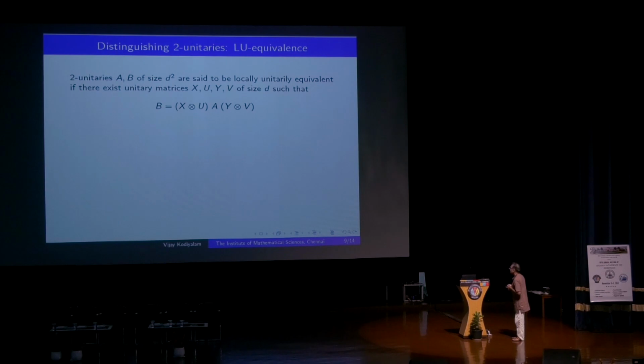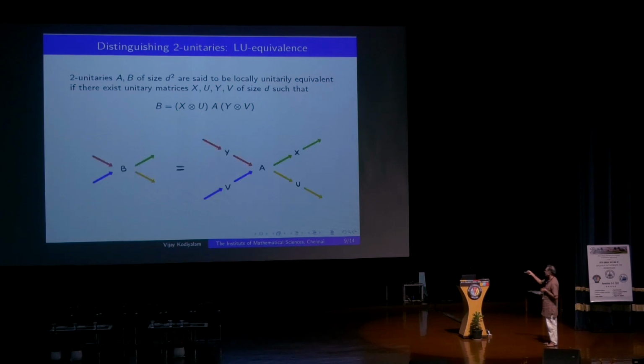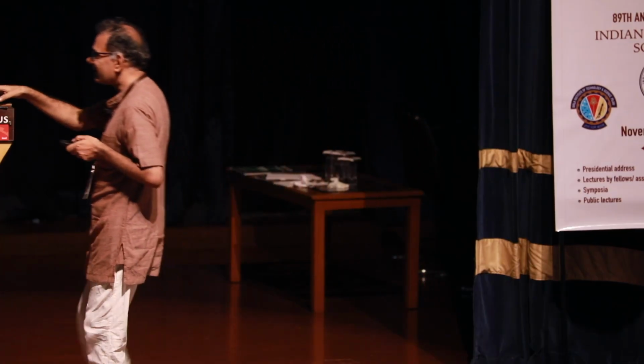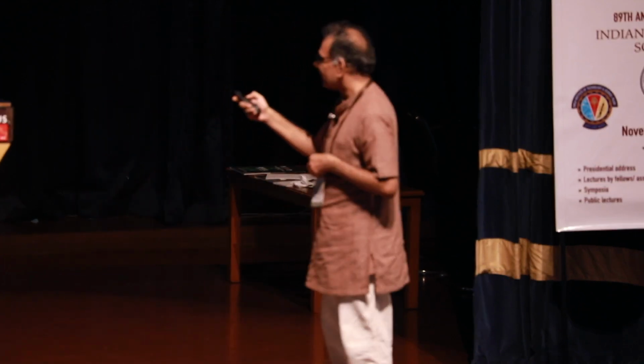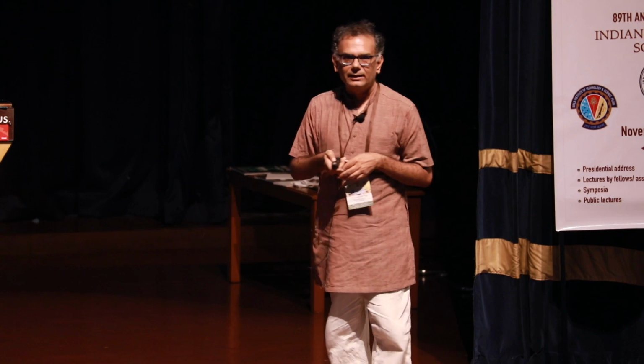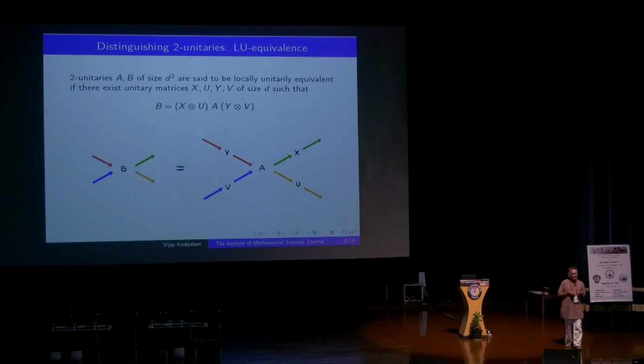So we say that two matrices A and B of size d squared are equivalent. That means we want to think of it as representing the same solution if you can find unitary matrices x, u, y, v satisfying this equation. And this equation can be pictorially represented by this picture. I'll explain what this picture is a little later. Let me just see how I'm doing on time. Okay, I'm almost done. So we want to be able to distinguish these solutions in some way. In particular, we want to say when two solutions are different.